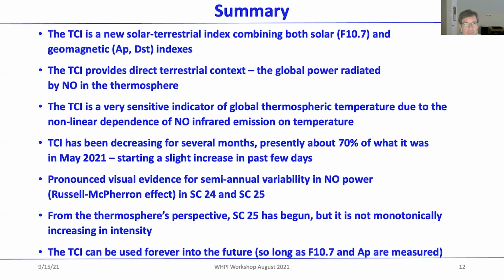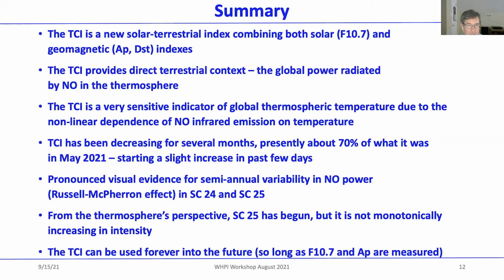So in summary, the TCI is a new solar terrestrial index combining solar and geomagnetic indexes. It does provide direct terrestrial context because the parameter that it is mimicking is the global power radiated by nitric oxide in the infrared from the thermosphere. It's a very sensitive indicator of global thermospheric temperature because of this nonlinear dependence on infrared emission and temperature. And it's been decreasing now for several months. It's a lot smaller than it was in May, but we do see this slight increase, this uptick.